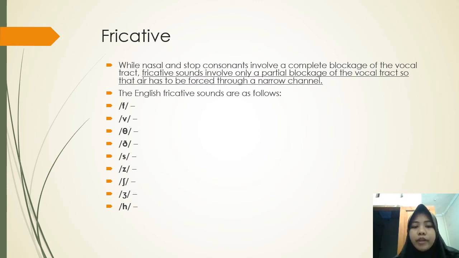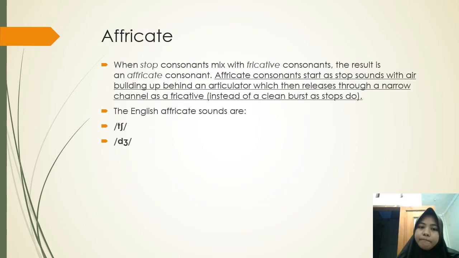These are some fricative sounds in English: f, v, th, s, sh, and h. Okay, you can feel it and you can try it. You can produce f. Okay, there you make an incomplete obstruction and you make the air flow through a narrow channel between your teeth and your upper lips. F, v. Okay, that is so called fricatives.